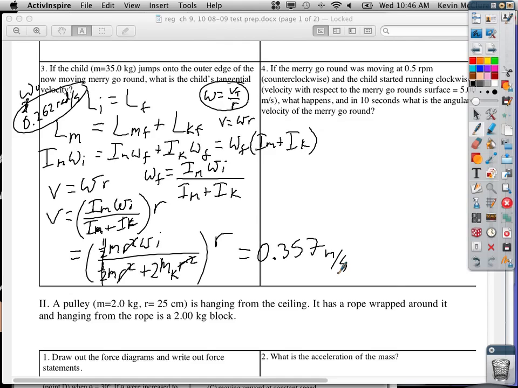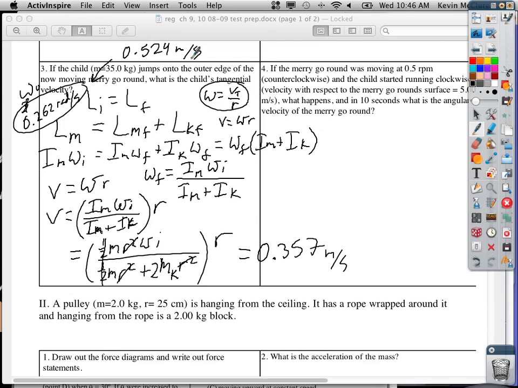And that should make sense, because if I look at this right here, if I multiply this by 2, I get 0.524 meters per second. So did the kid slow the merry-go-round down? Yeah, and does that make sense to us? Yes, that's reasonable. Because this is omega, so to get v, you multiply omega by a radius.